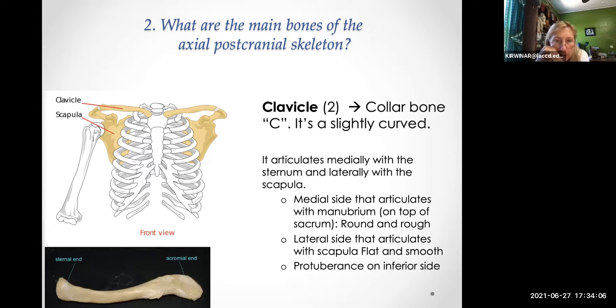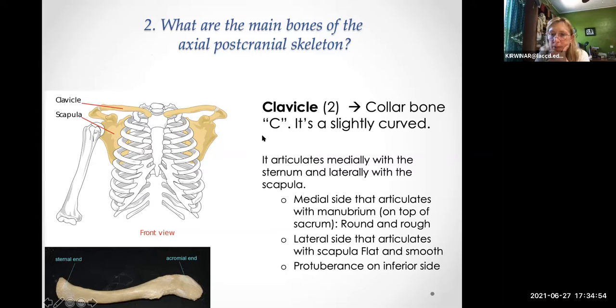So the protuberance is on the inferior side, or the side on the back. So you have two ends of a clavicle. You have the sternal end, because that articulates with the sternum, and the top part of the sternum is called the manubrium. So the sternal end is on the medial side. And then you have the acromial end. The acromial end articulates with the scapulae. So, acromial end. All right.